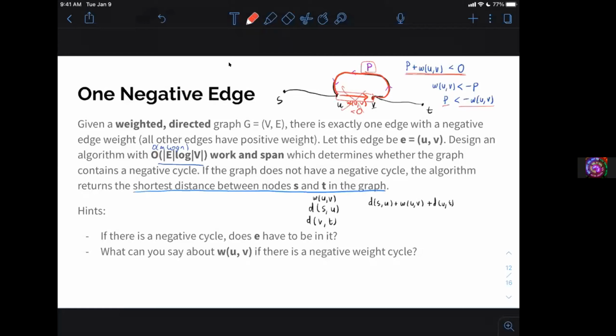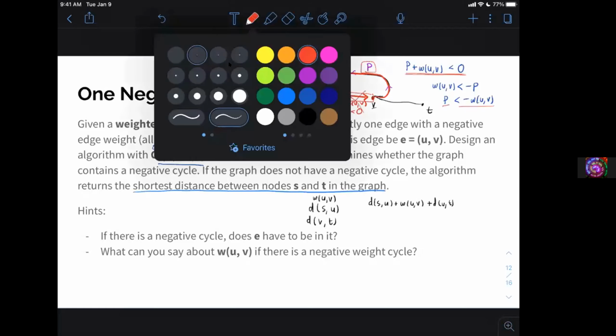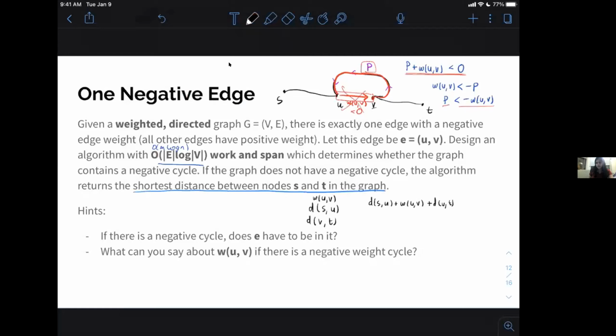I can also have another edge from U to V, and say the negative edge weight is like -2, and then another edge with weight of 1. The sum is also negative, right? But it's not necessarily a cycle. Was that your question, Nathaniel? Elaborating on whether cycles are still allowed?